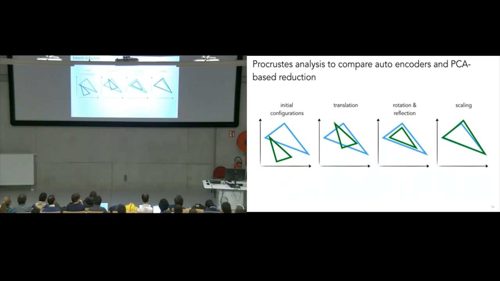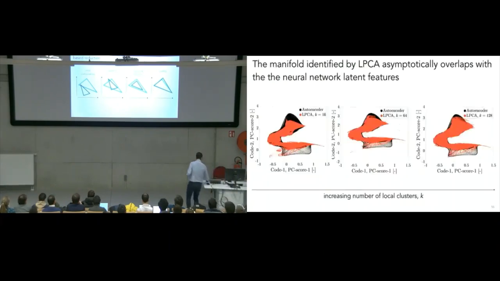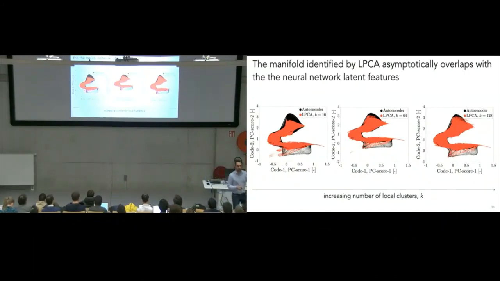And so if you apply translation, rotation, or reflection, and scaling, you end up understanding that they are not so different after all. Okay? So this is the principle of Procrustes analysis. And so when we do that, it's kind of interesting that we find out that, in fact, the local PCA reconstruction tends to be an autoencoder reconstruction, as the number of clusters tends to infinity, 128 here. Okay? So this is actually interesting because it means that we find the same nonlinear code that the autoencoder finds, but with a locally linear approach.